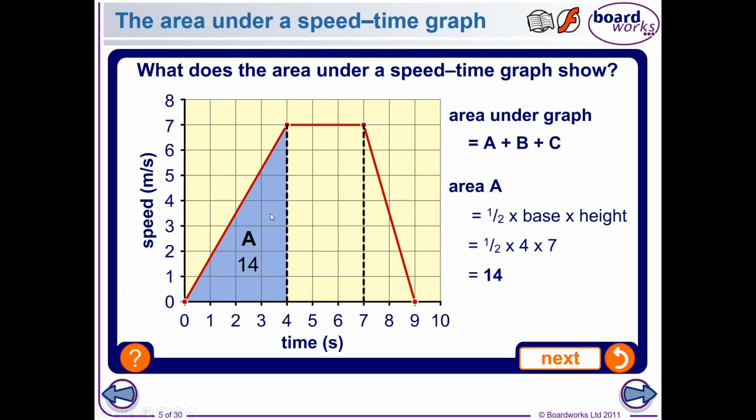So if we look at triangle A, the base of this triangle is 4, the height is 7, it goes from 0 to 7, so it's going to be half times 4 times 7. That will give us an answer of 14.